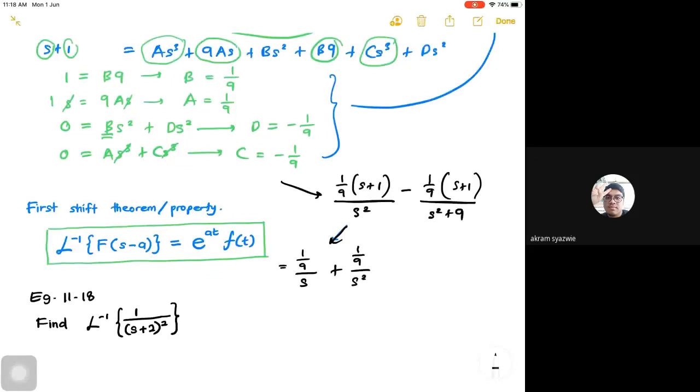Into 1/9 over s plus 1/9 s square. Actually, this one is not a cover up rule. You don't have to use a cover up rule. You can just separate the top of the fraction. So this s goes to right here, and 1 goes to right here. Same goes to this one. S goes to right here, 1 goes to right here. So you will have the answer.